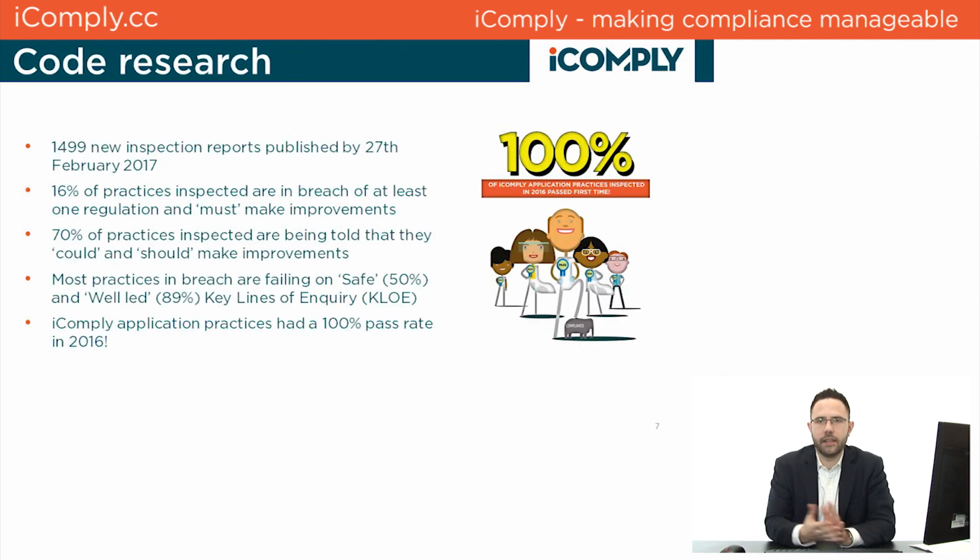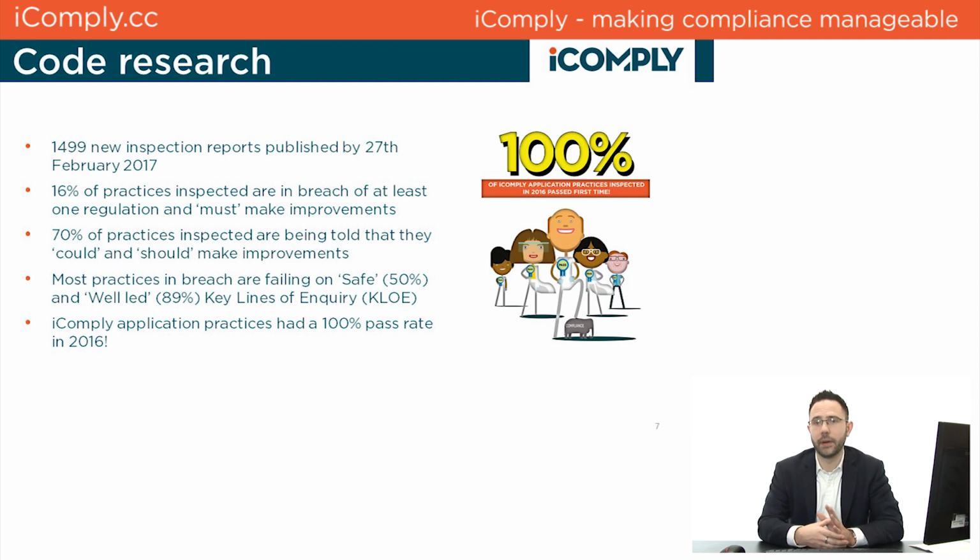Right, so getting into the actual webinar itself. This is all based on code research. This is how we know the top reasons, but we're going to talk about 5 that practices are failing inspection. We've looked at 1,500 inspection reports, every inspection report that we can find since they started doing them in April 2015, up to the 27th of February. So very, very recently. What we've found is on average over that time period, between 15 and 20% of practices are in breach of standards, so are failing the inspection each month.